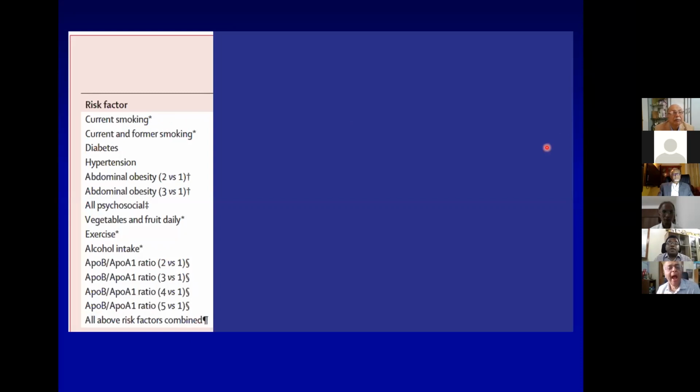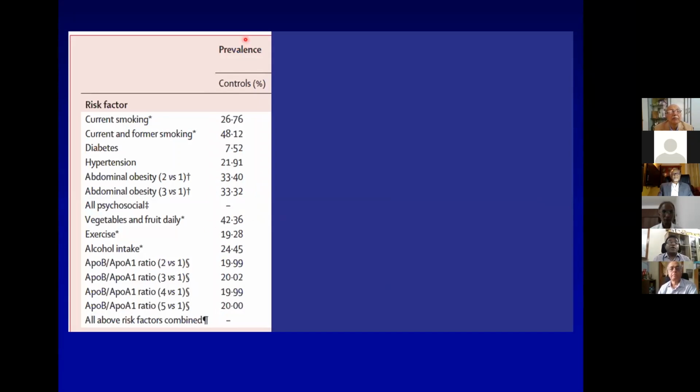So what we're going to see here one by one is different parameters that we will understand step by step. First, what is the prevalence in the controls? So 27% of the controls smoked, 48% were also former smokers. Diabetes just about 7.5%, hypertension 22, obesity around 33, etc. So this is the prevalence in the controls.